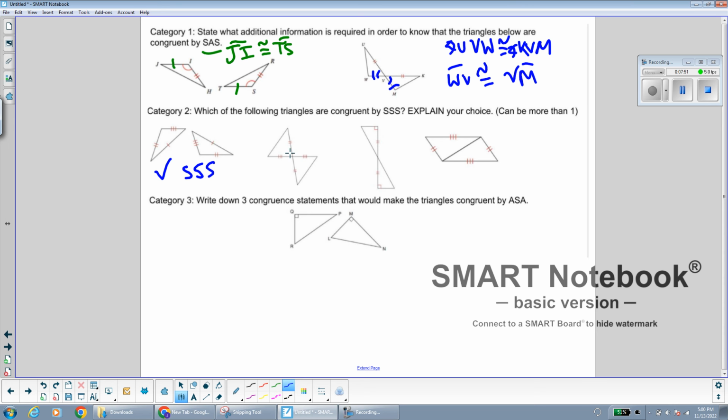In the second pair, I see vertical angles, which are always congruent, so I'm going to mark that. So what I see here is two pairs of congruent sides with a congruent angle in between. Side, angle, side. That's not SSS, that's SAS. So I'm going to write down here, no, an X mark. It is not SSS, it is SAS instead.